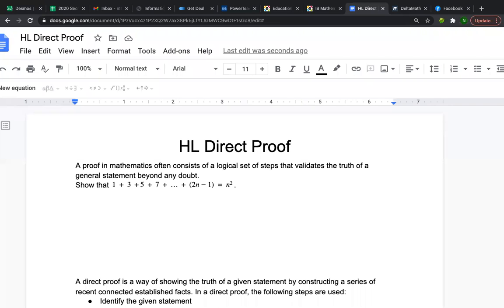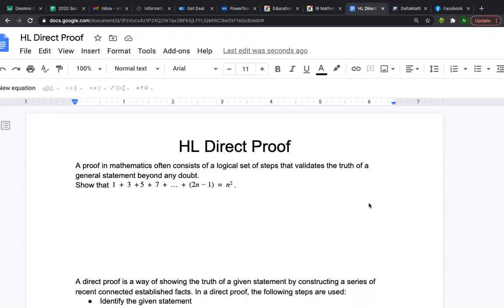Okay, so we're going to get started on our direct proofs. Just generically first, what a proof is. I know it's something that's scary to y'all because the only type of proofs you've had to do are geometric proofs. But a proof in mathematics often consists of a logical set of steps that validates the truth of a general statement beyond any doubt.